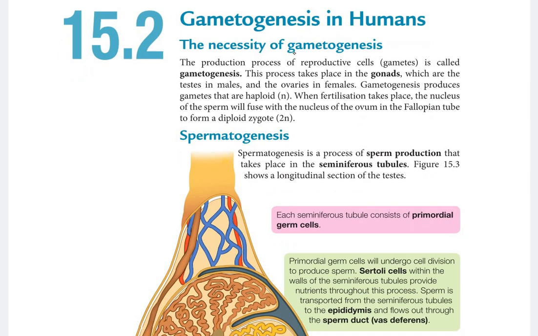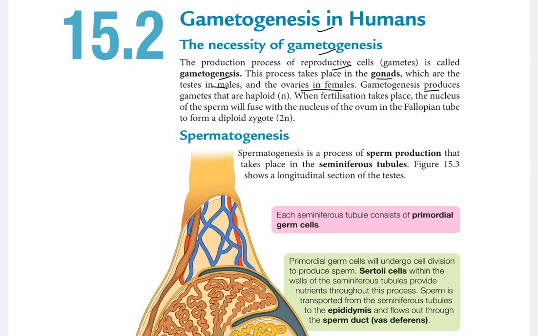Okay, 15.2, gametogenesis in humans. The necessity of gametogenesis. The production process of reproductive cells or gametes is called gametogenesis. This process takes place in the gonads, which are the testes in males and the ovaries in females. So the location will be in the reproductive organs, that are testes and ovaries.